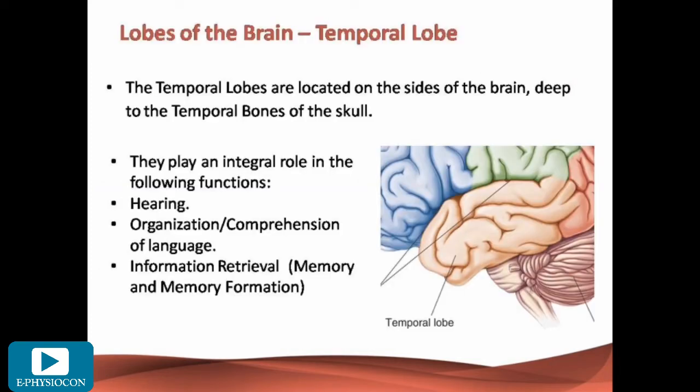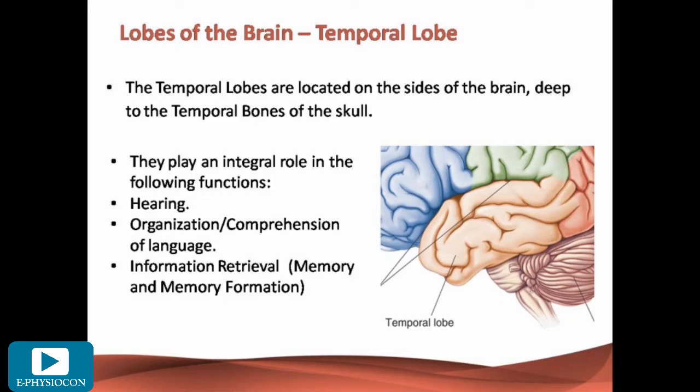We will see the temporal lobe. The temporal lobes are located on the sides of the brain, deep to the temporal bone of the skull. They play an integral role in the following functions: hearing, organization, comprehension of language, information retrieval, memory, and memory function. You can see in the picture the light brown color. This is the temporal lobe.